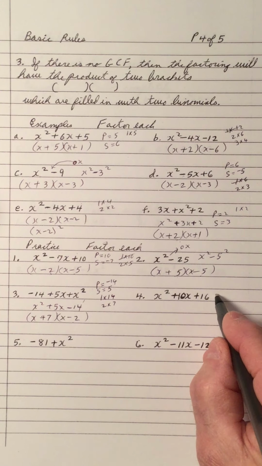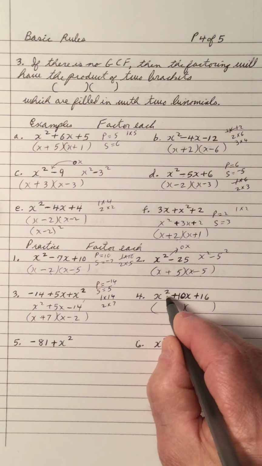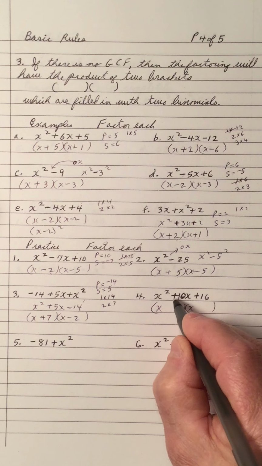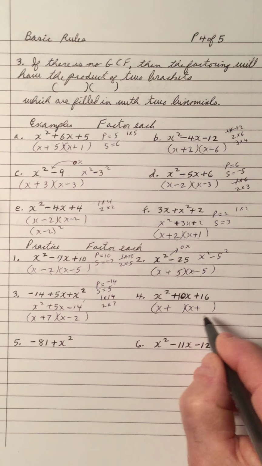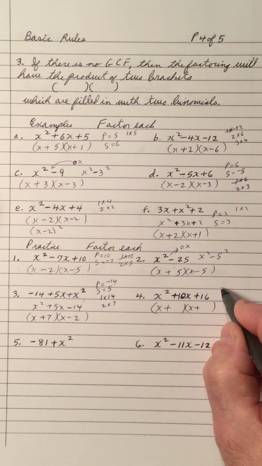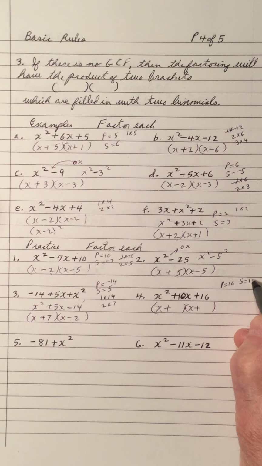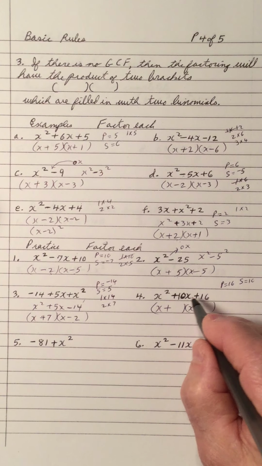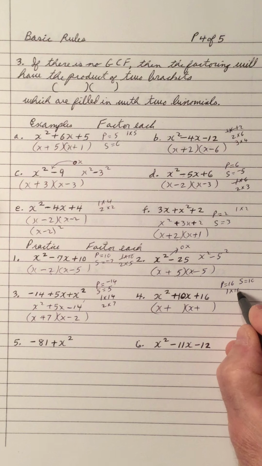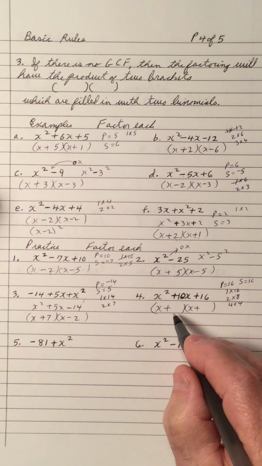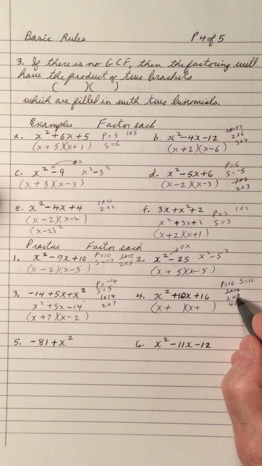And descending order, perfect, double brackets. X squared is x and x. I have a plus product, so I have two of the middle signs, two pluses. Notice the product is 16 and the sum is 10. So the factors of 16 that give me a 10. 1 and 16 first, then a 2 and an 8, and a 4 and a 4. Because the signs are the same, they're adding up. That's a 17. And there's the 10. These add up to 8.